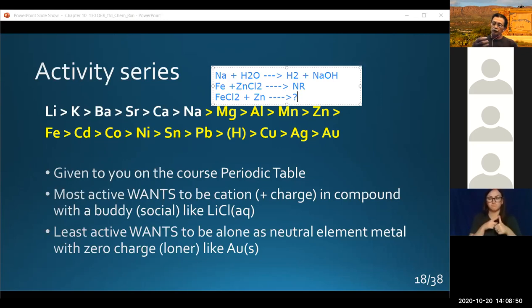Compare iron with zinc. Which is more reactive, zinc or iron? We already established that with the first example. We said that zinc is more reactive. Okay, so second question, is the most reactive metal in ionic form? Answer to that is no. Zinc is in elemental form. That means reaction proceeds. And so we replace the metals.